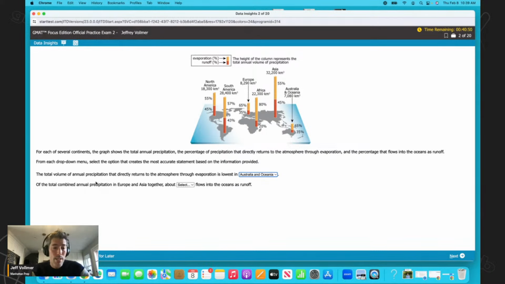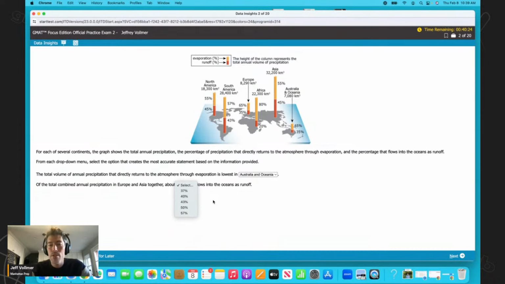Of the total combined annual precipitation in Europe and Asia together, how much runs off? So what I'm going to have to do is take 35% of 8290 plus 35% of 7080. Oh, sorry, no, we're doing Asia, not Australia. 35% of 8290 plus 45% of 32,000. We'll add those up. Maybe we could estimate this. Okay, we have to combine this.